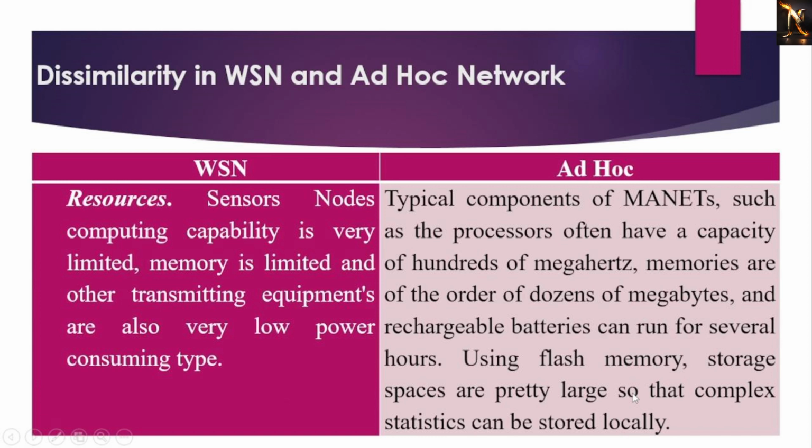Let's discuss resources. In wireless sensor networks, WSN, the computing capability of sensor nodes is highly limited, memory is constrained, and the transmitting equipment operates with low power consumption. On the other hand, in ad hoc networks like mobile ad hoc networks, MANETs, typical components such as processors often boast capacities in the hundreds of megahertz range, memories are measured in dozens of megabytes, and rechargeable batteries can sustain operation for several hours. The use of flash memory provides ample storage space, enabling the local storage of complex statistics.